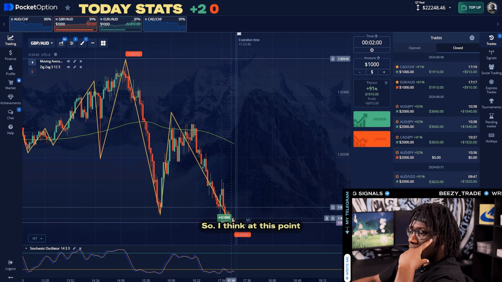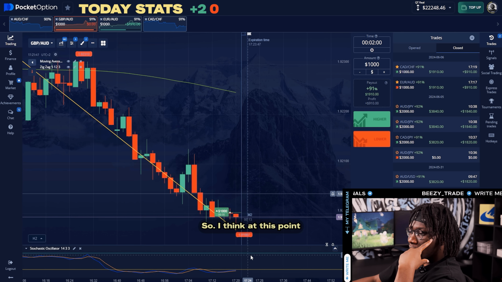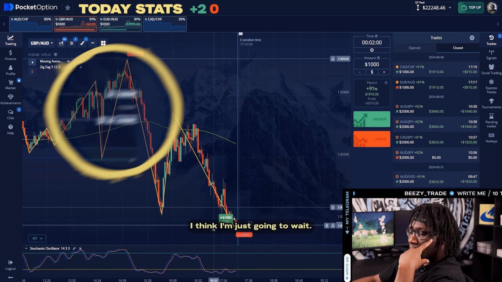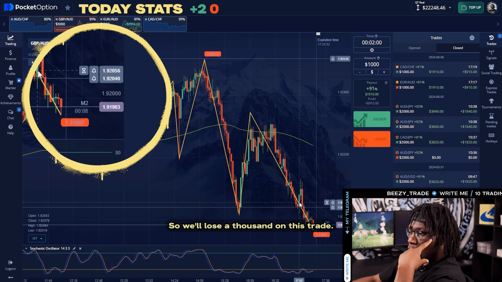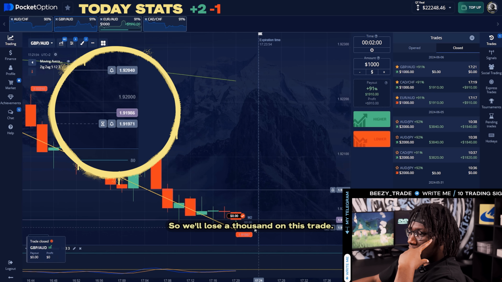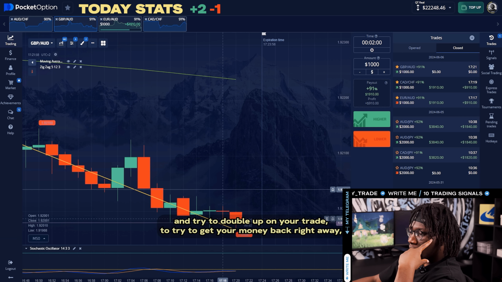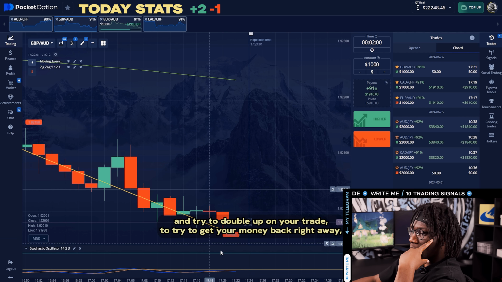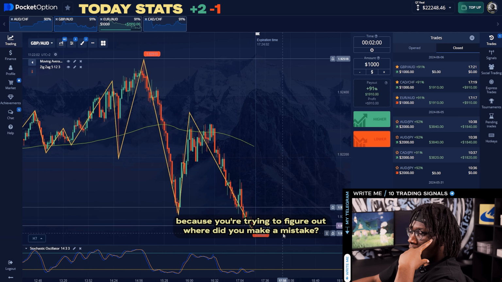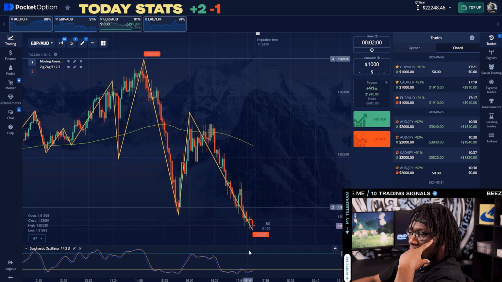So I think at this point, I'm just going to wait. We'll lose 1,000 on this trade. You can't rush in and try to double up on your trade to get your money back right away, because you're trying to figure out where you made a mistake.